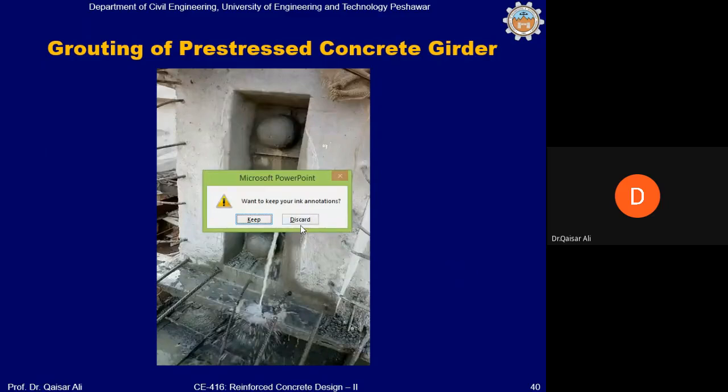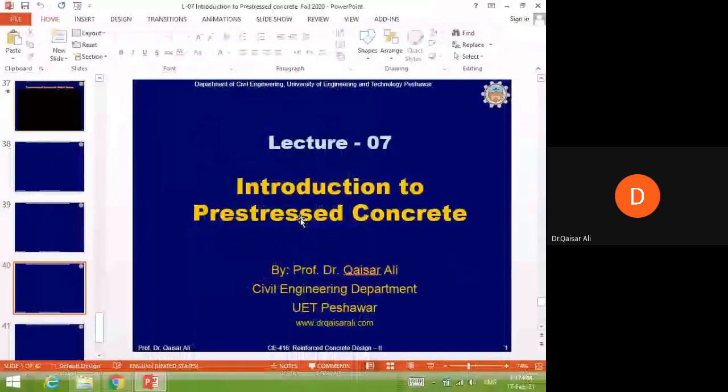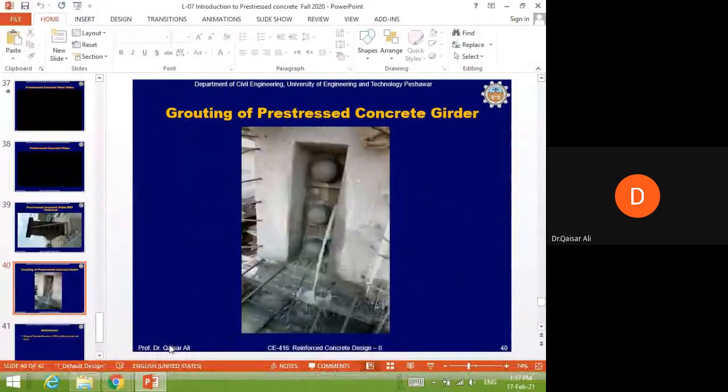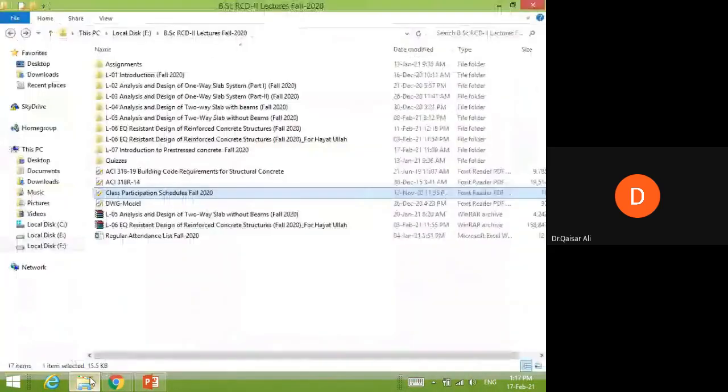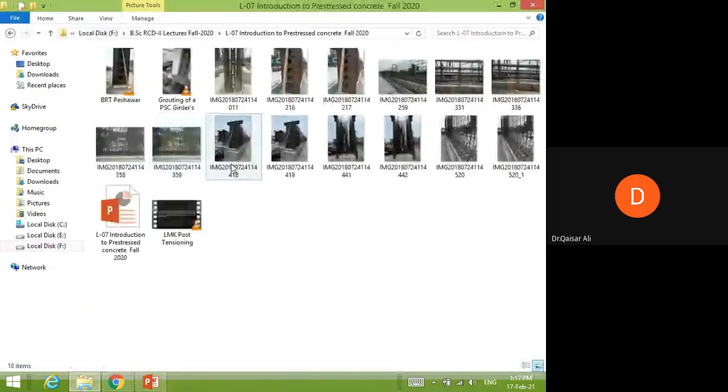I will show you another video of post tensioning now. Okay, post tensioning.